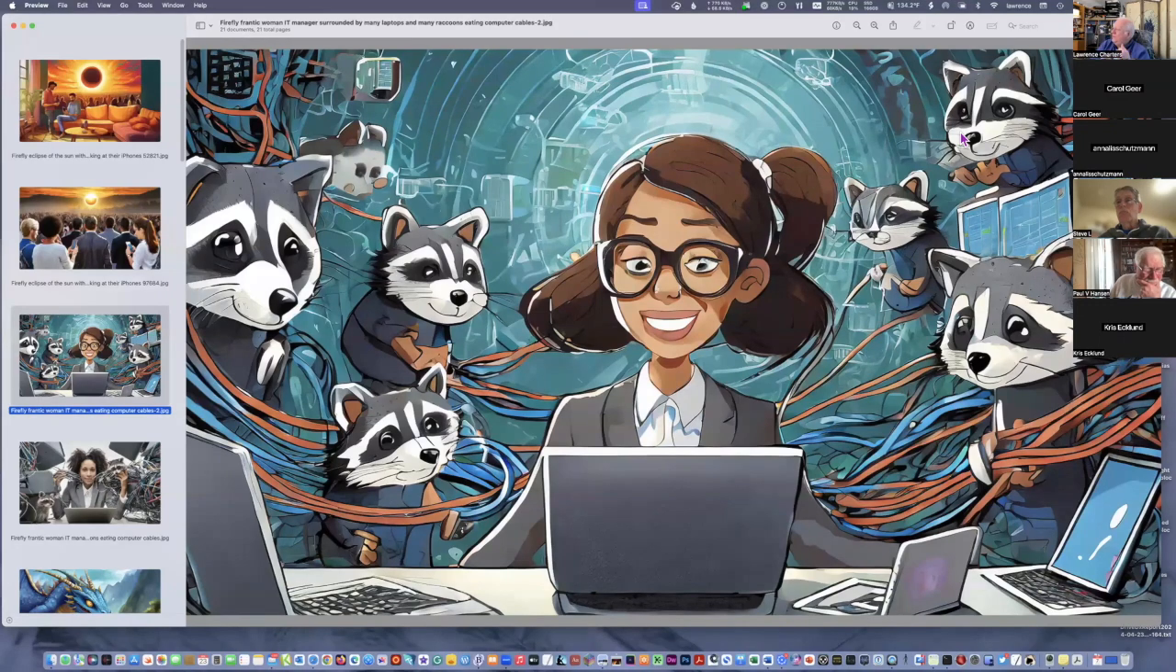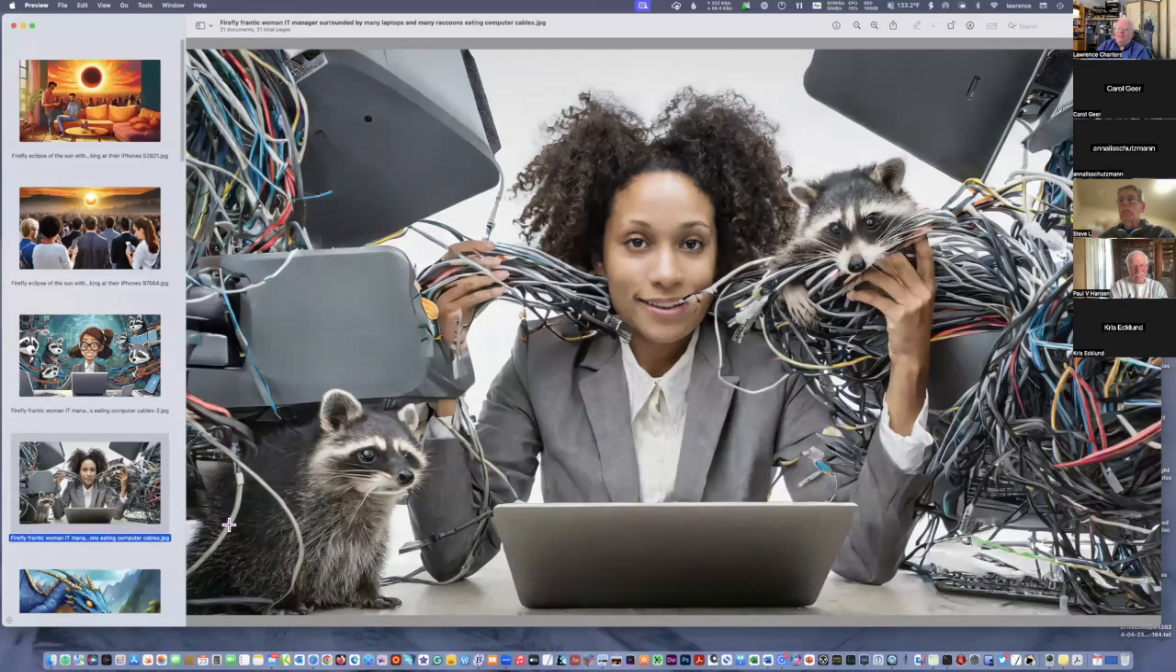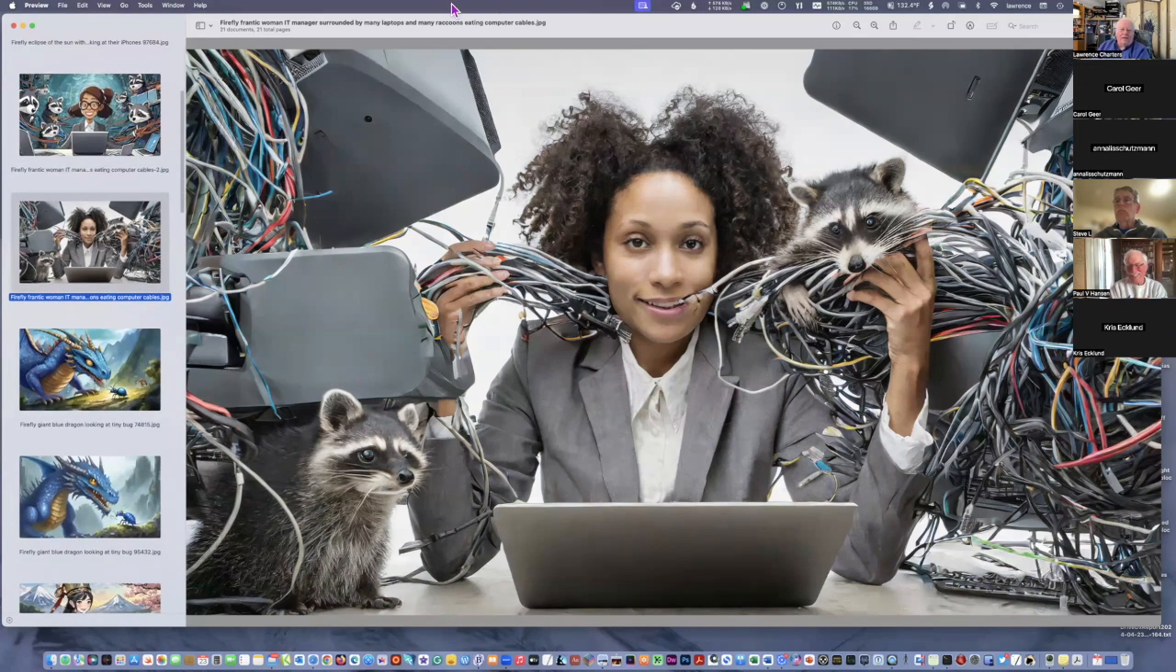This, by the way, is my joke that I tell people who are on the East Coast where they have high-speed internet. I say around here, the computer signals are actually taken back and forth by raccoons. So it's part of my joke about the raccoons. So I tried again and I got this one. She looks kind of harried and there are raccoons, but she's eating the cables and not the raccoons. So it still didn't quite get what I wanted. But this is just a text prompt. What I typed into Firefly was frantic woman IT manager surrounded by many laptops and many raccoons eating computer cables. That's what I typed in to Firefly in order to get this photograph.